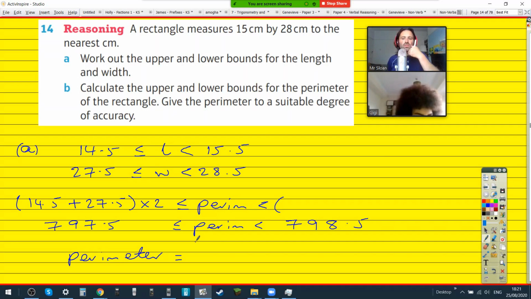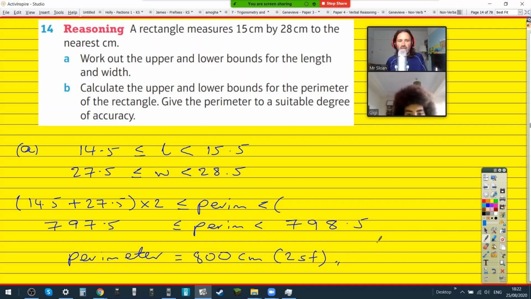Correct to the nearest 0.5. So they're two different numbers. What would it be if you rounded it to two significant figures? It would be 800. So they'd both be 800, I think, would they? Yeah. And so that's what they agree on. So the perimeter is 800 centimeters to two significant figures.